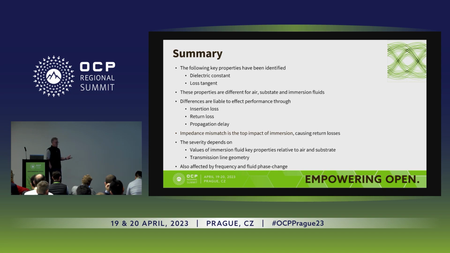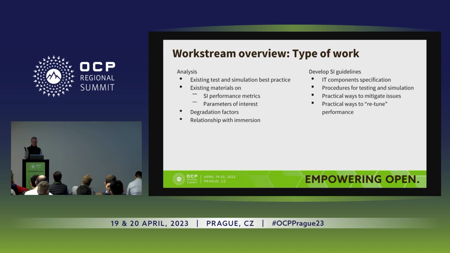And there's a lot of work to be done on this, but we're starting to develop some understanding of the fundamentals and some methods for making measurements. The type of outputs from the work stream is shown here. We are developing best practices for testing and simulation. We have already identified the two key performance metrics in terms of parameters, and we'll be converting these into figures of merit based on performance.